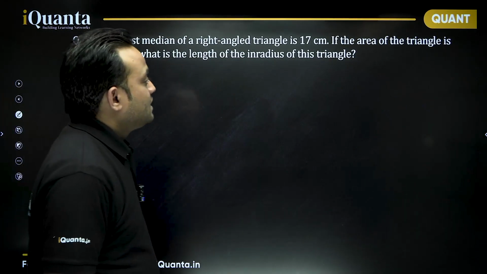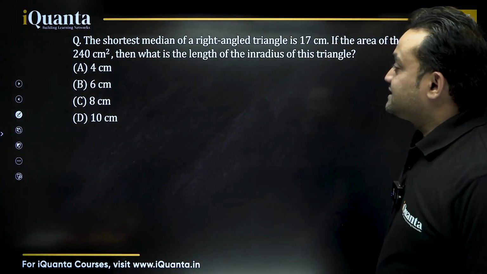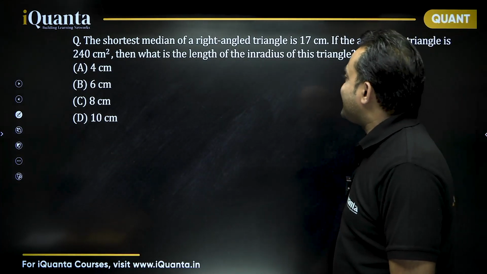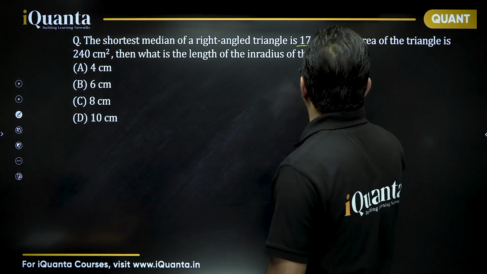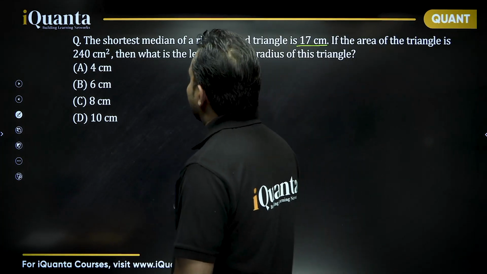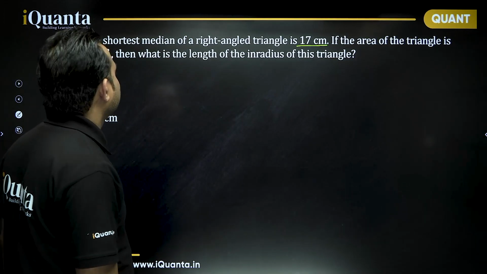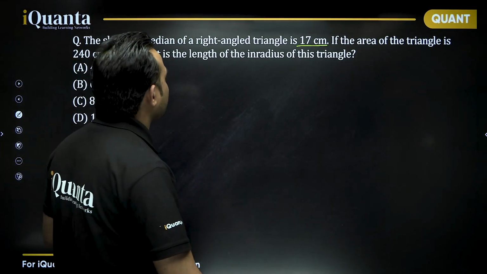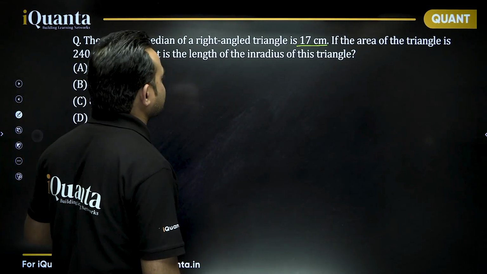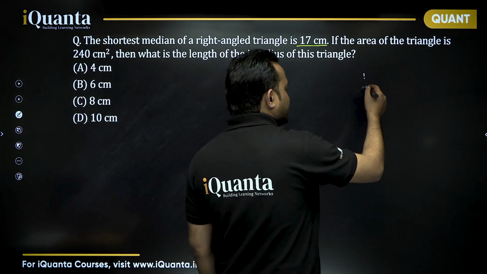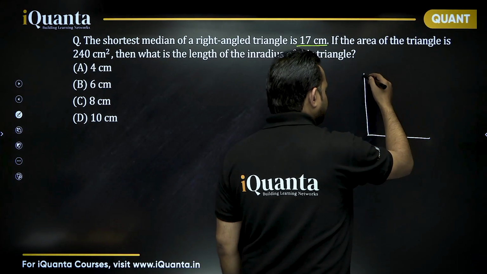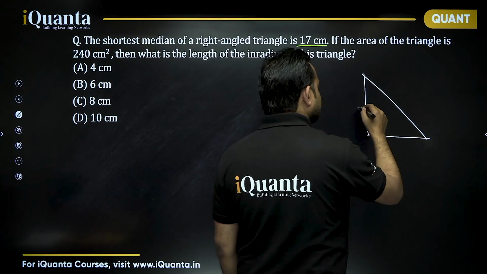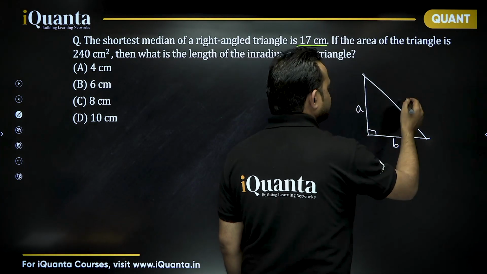Now let's go to the next question. Say the shortest median of a right angle triangle is 17 centimeter. If the area of the triangle is 240 centimeter square, then what is the length of the inradius of this triangle? So let's make a right angle triangle where, let's say, this length is A, this length is B, and this length is C.